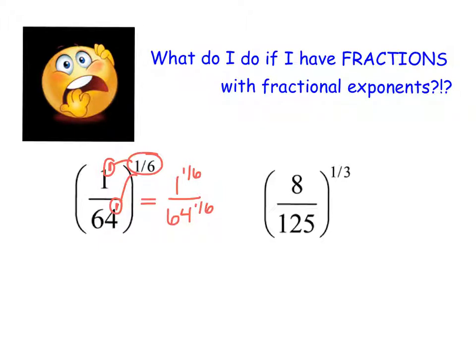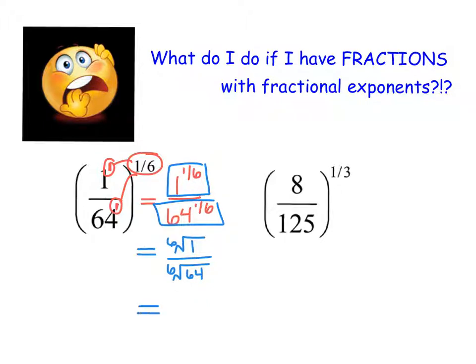Now, hopefully what you're thinking of next is that you know how to change any fractional exponent and rewrite it as a root. So that's what we're going to do here. We're just going to do one at a time. So the numerator we're going to rewrite as the 6th root of 1. And my denominator I'm going to rewrite as the 6th root of 64. And then from here I need to figure out the value of each root. And again, I do that one at a time.